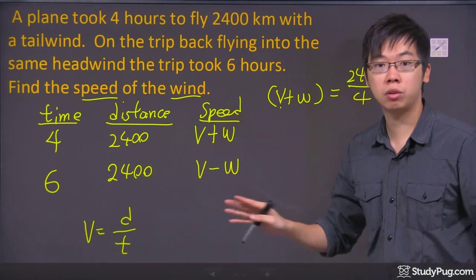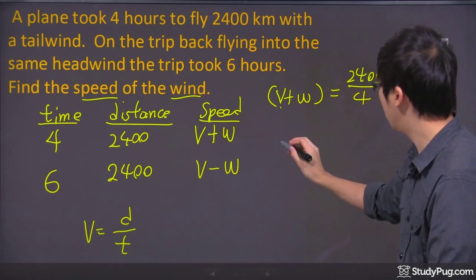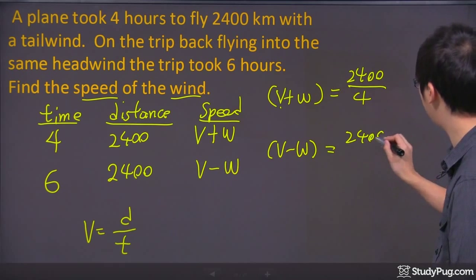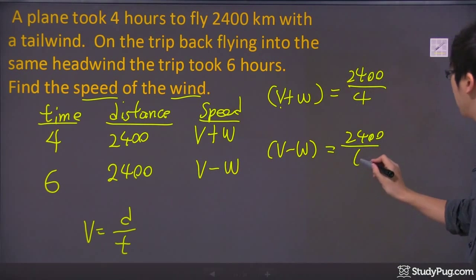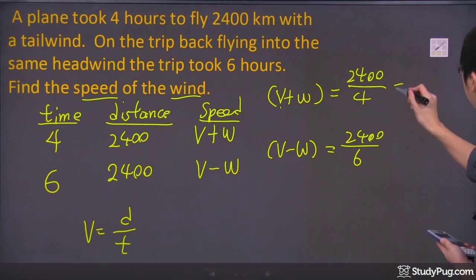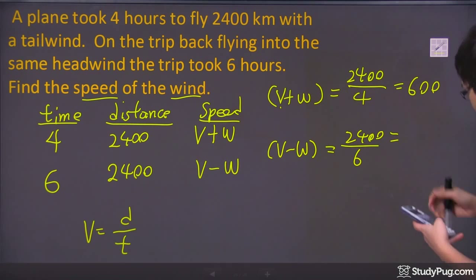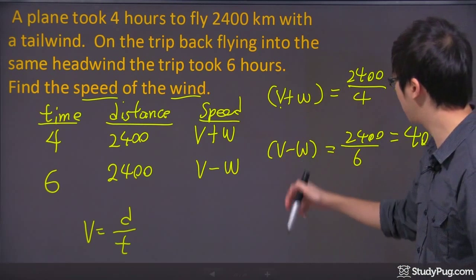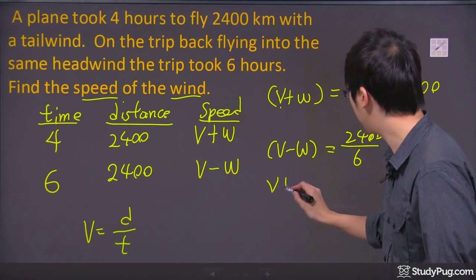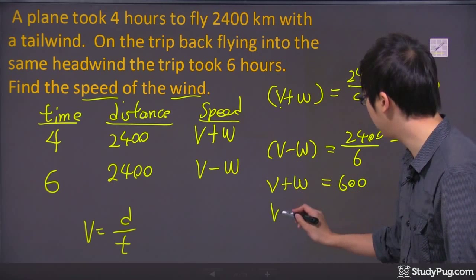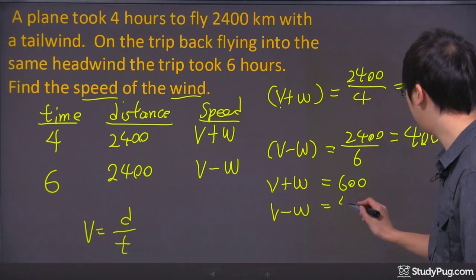For the second part, we're going to do the same thing. Plugging into the same equation, we have v minus w, equal to the same distance, but this time with 6 hours. A little simplification on the equation: 2,400 divided by 4 gives us 600 right here, and 2,400 divided by 6 gives us 400 over here. Now we have two equations. The first one is v plus w equals 600, and the second one is v minus w equals 400.